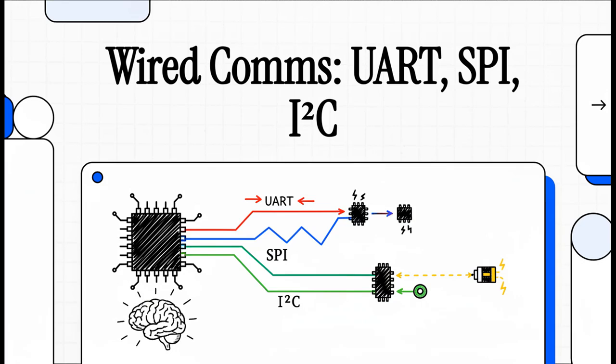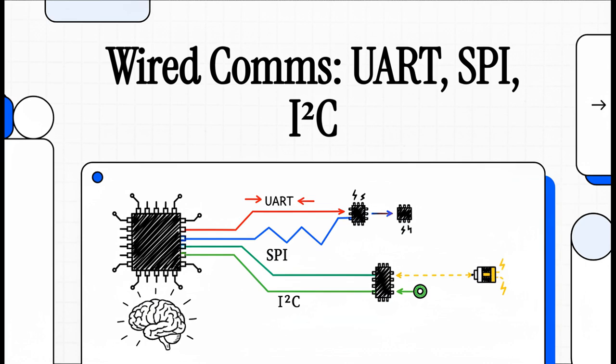All right, let's talk about microcontrollers. We all know they're basically the brains of any electronics project. They can think, they can calculate, they can make decisions. But there's a catch. By itself, a microcontroller is kind of like a brain in a jar. It's super powerful, but totally isolated. To do anything cool, it has to talk to the outside world. It needs to read sensors, control motors, and chat with other devices.